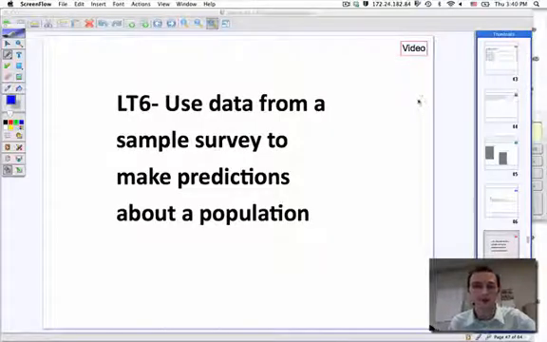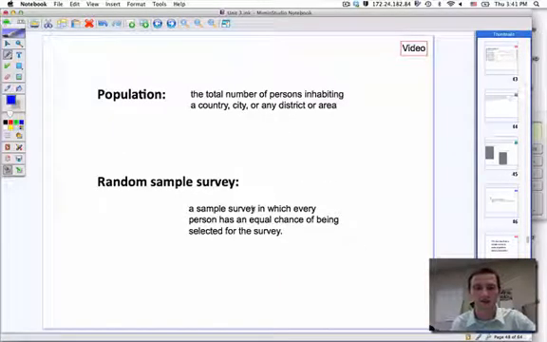All right, learning target 6. Use data from a sample survey to make predictions about a population. So the first thing that we need to do is to define population and define random sample survey.